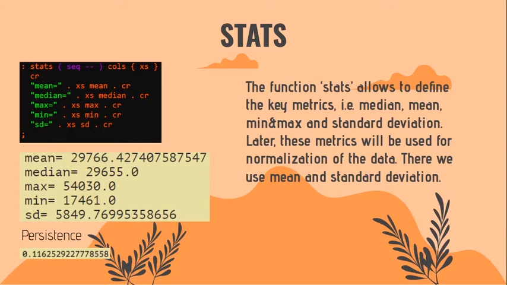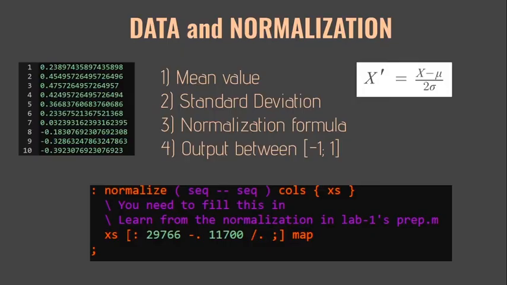Next, regarding our stats function, there are many key metrics used, such as min, max, standard deviation, median, and mean, but the main ones used for the normalization of our data are the mean and standard deviation as a whole. Going into the process of analyzing the data and normalization, we utilize the Gaussian distribution normalization formula, which states that z-score or x-hat for each input here is the difference between sample input and mean divided by two standard deviations. As a mean, we use 29,766, and for standard deviation is 5,850, which in the result gave us output between -1 and 1 overall.